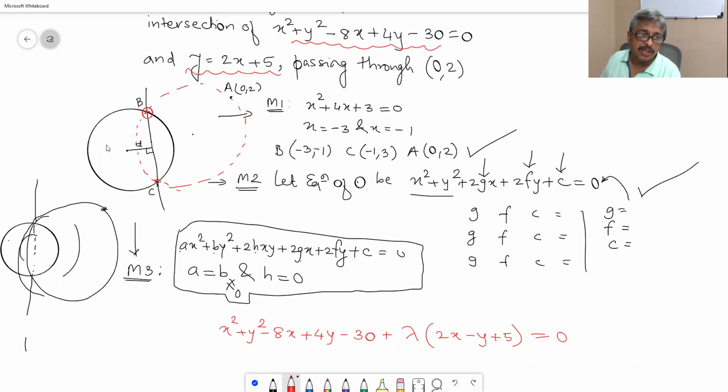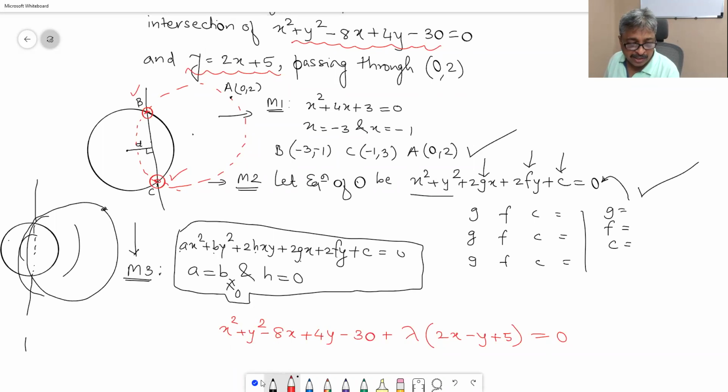Yes, because B is on the circle, therefore it will make this part of the equation 0. And B is on the straight line, therefore it will make this part of the equation also 0. Lambda is a parameter, lambda is a real number. So real number times 0 plus 0 is equal to 0, therefore B satisfies that equation. Will C satisfy that equation? Yes, because C is on the circle, this part will be 0. C is on the straight line, therefore this part is 0. And therefore LHS is 0, RHS is 0.